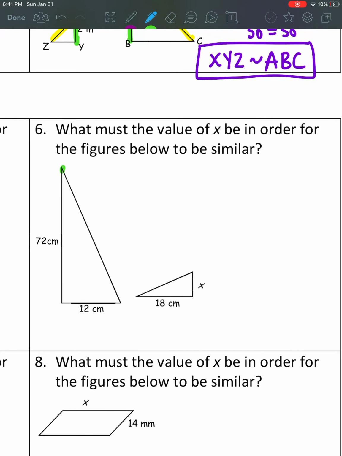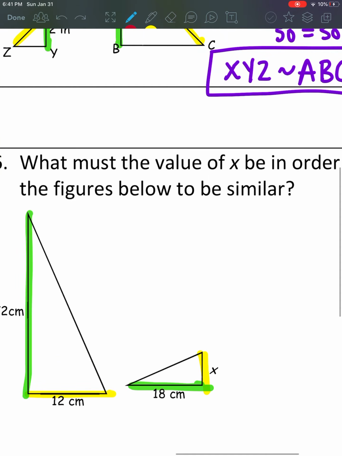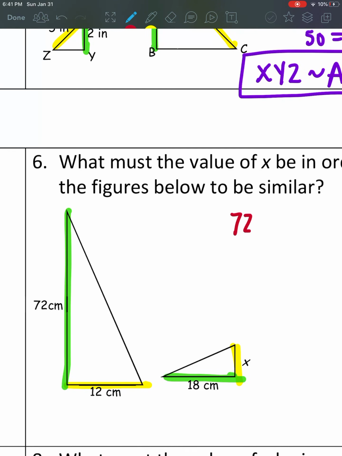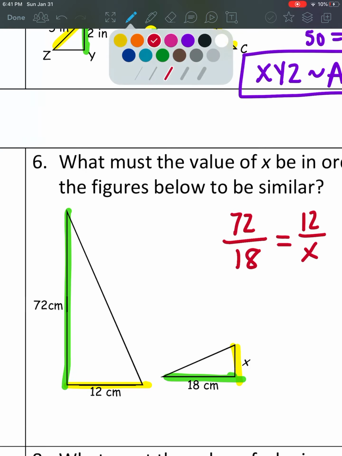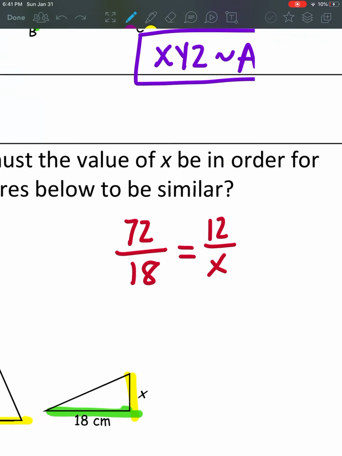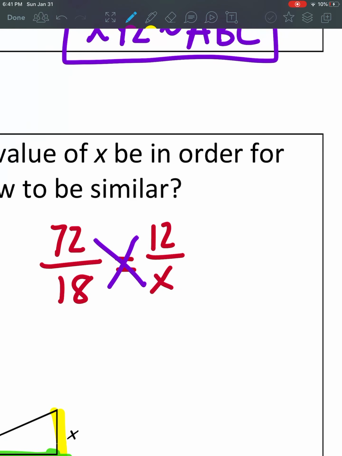So there are 2 examples I did with you. And then you can pause the video again and do the 2 on the right side and see if you're on the right track. So 72 is the height of that triangle. Be careful, it corresponds to 18. Not always are they perfectly sitting the exact same way next to each other. So you have to make sure you get those corresponding sides correctly. So I'm going to put 72 over 18, and that's equal to 12 over x. Cross multiply.